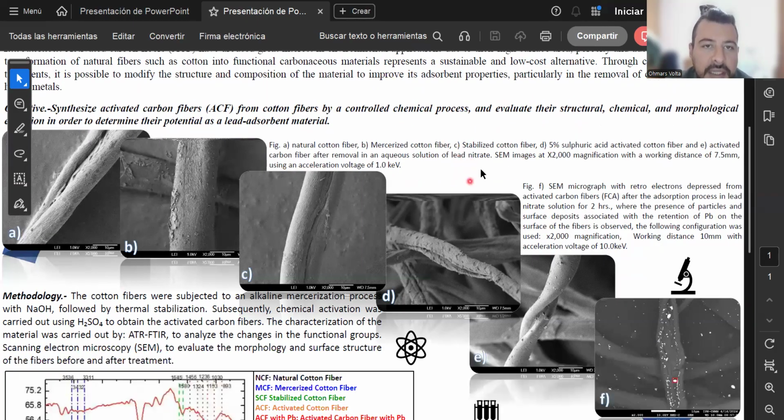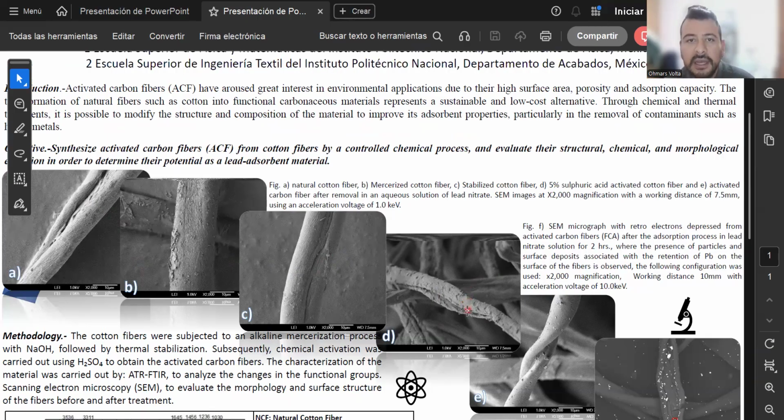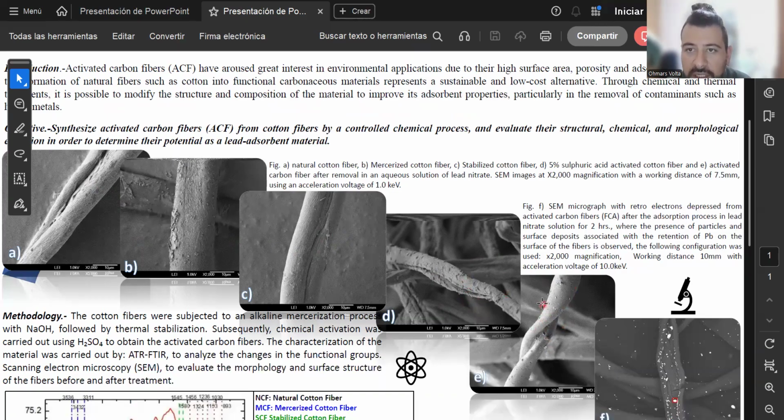Well, we obtained different micrographs after the process for every one of the samples. And we observe a natural cotton fiber, continue with mercerized cotton fiber, and appreciate the surface starting to change. Continue with stabilized cotton fiber and the activation with sulfuric acid at 5%, right? And activated carbon fiber after its use in a removal test in an aqueous solution of lead nitrate.